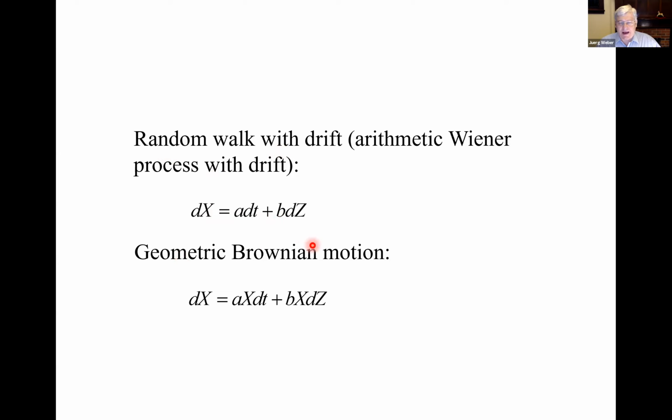Now, with the geometric Brownian motion, here the drift we define as a percentage of the level of x. And also the scaling factor for the standard deviation, we define as a percentage of the level of the variable. So the x appears here and here. And then here we have the change in the value of x, which may be an asset price.